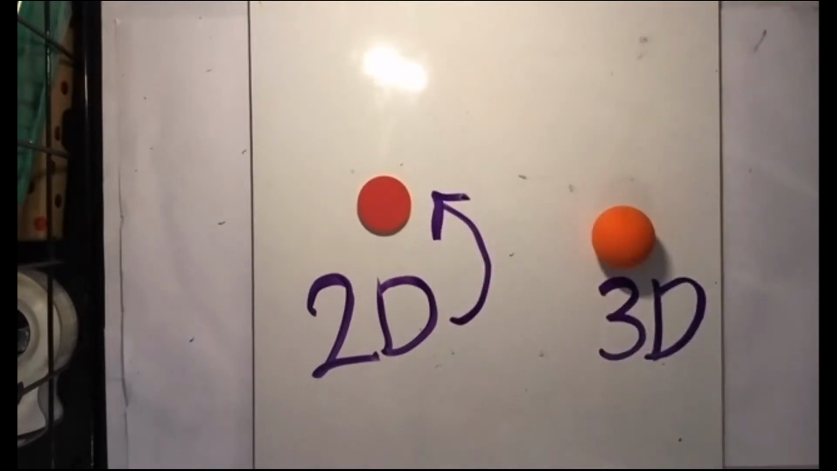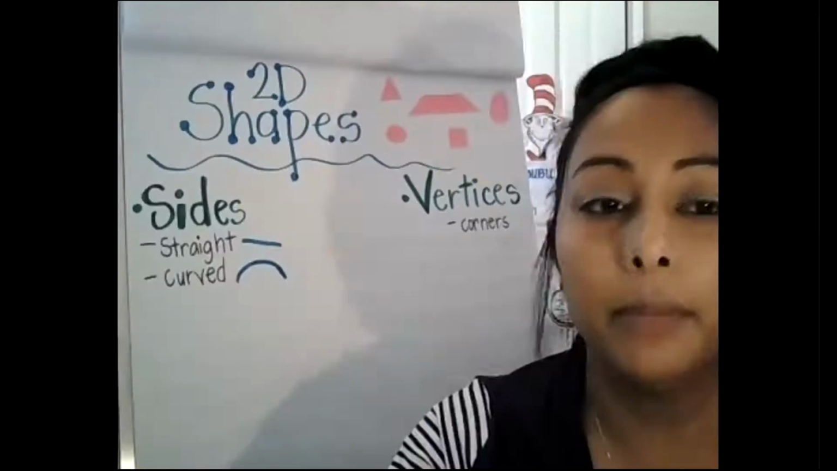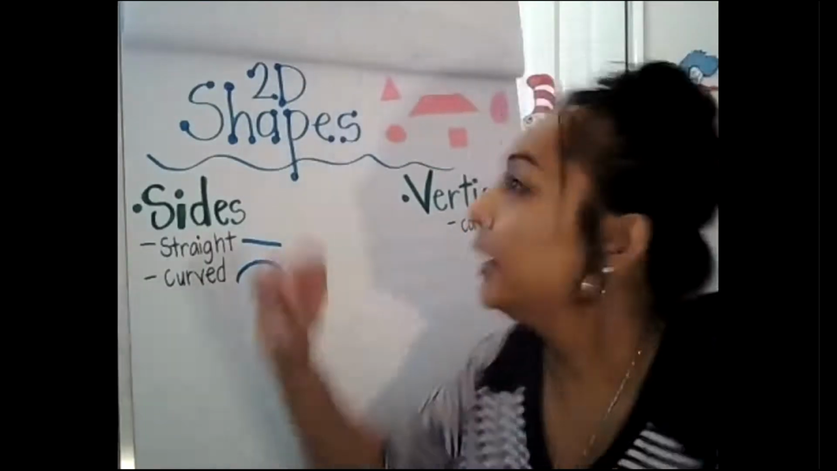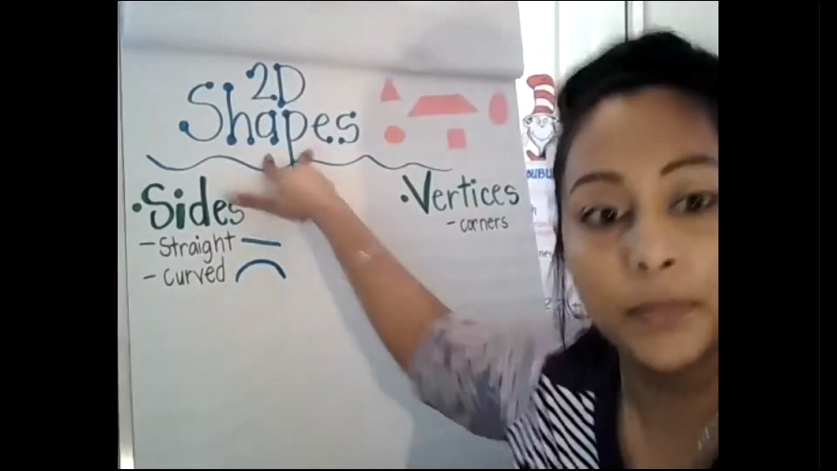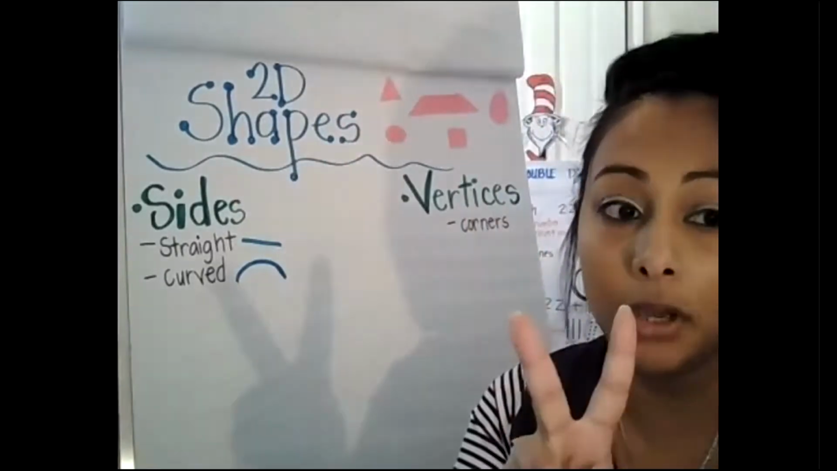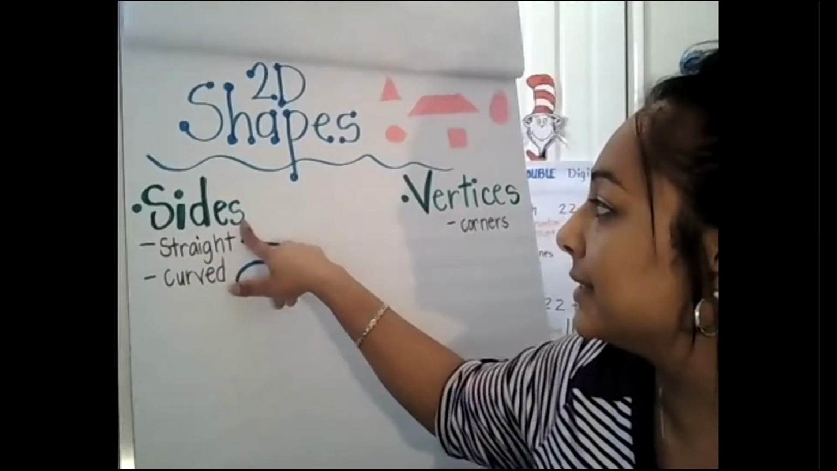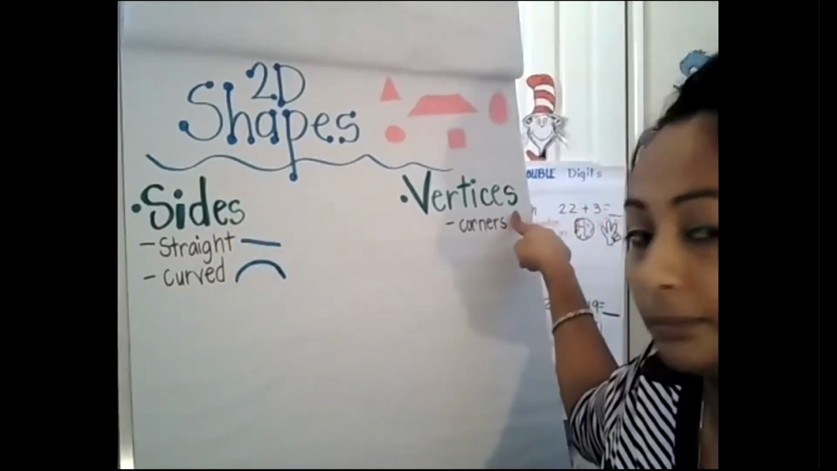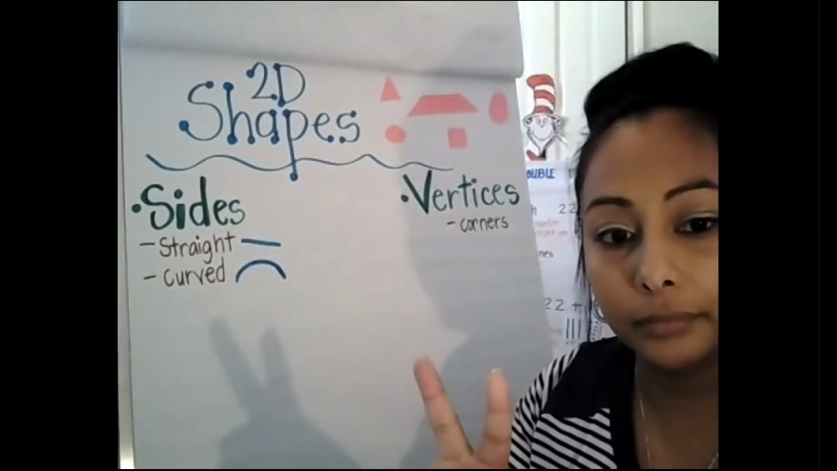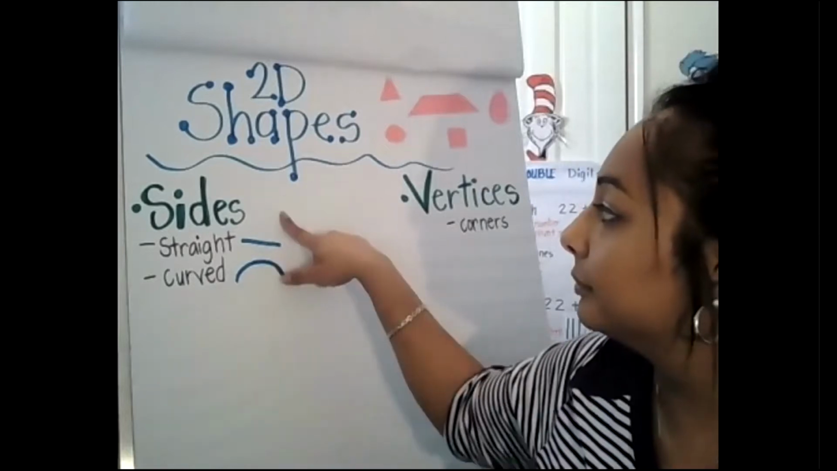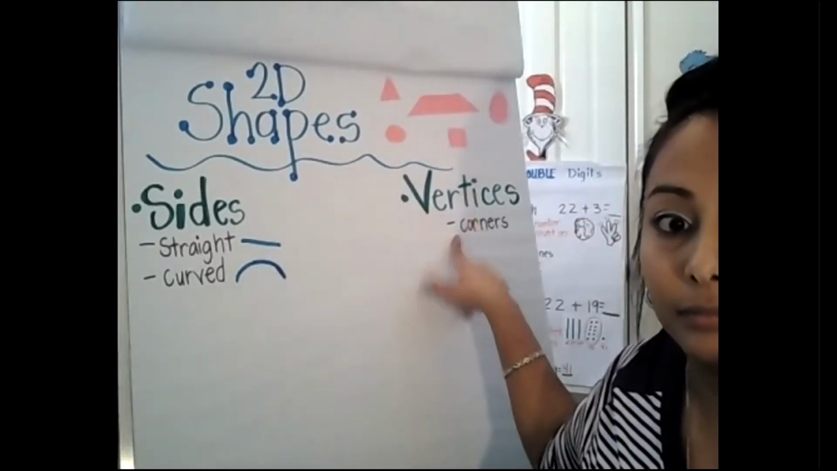Okay, so if you're going to look at my chart over here, I'm going to make my video just a little bit bigger. Okay, we have 2D shapes. There's 2 things we want to focus on. We want to focus on sides and vertices. Hay 2 cosas que vamos a enfocarnos, son los lados y las vértices.